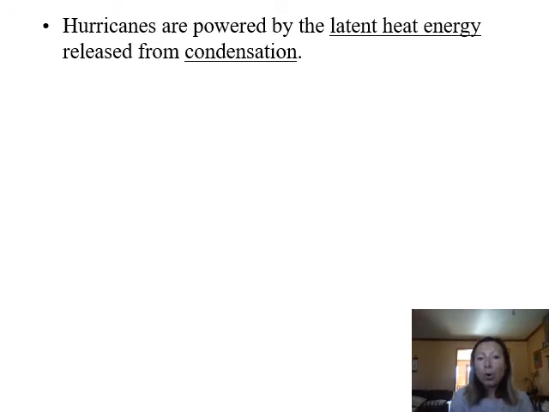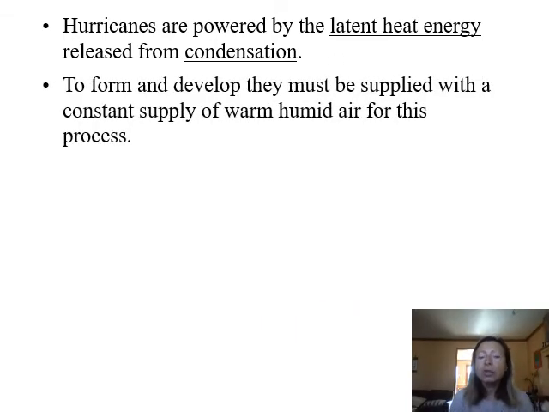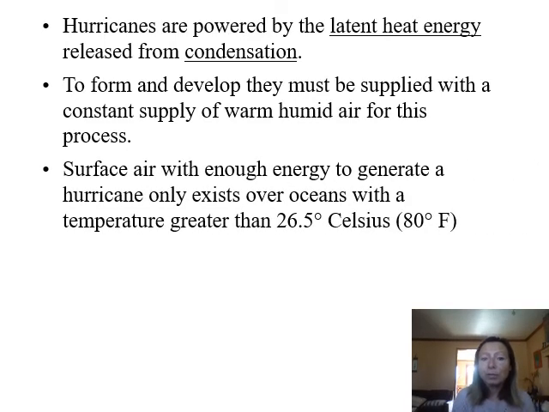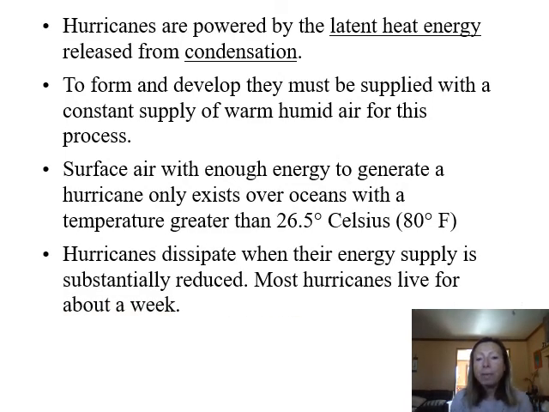Hurricanes develop over oceans and are powered by the latent heat energy released from condensation. To form and develop, they must be supplied with a constant supply of warm, humid air that is necessary for this process. Surface air with enough energy to generate a hurricane only exists over tropical oceans with a temperature greater than 26.5 degrees Celsius or 80 degrees Fahrenheit. Hurricanes dissipate when the energy supply is substantially reduced. Most hurricanes live for about 1 week, and then they gradually dissolve.